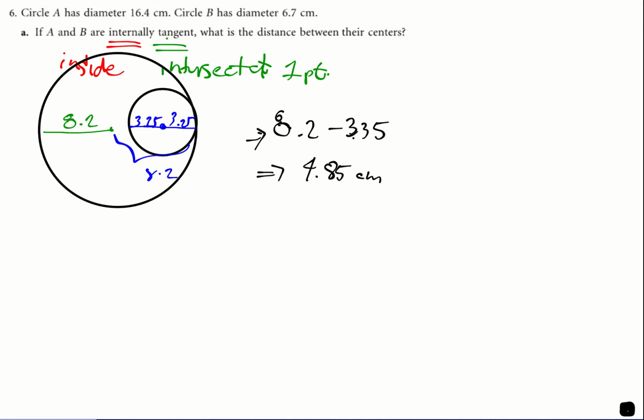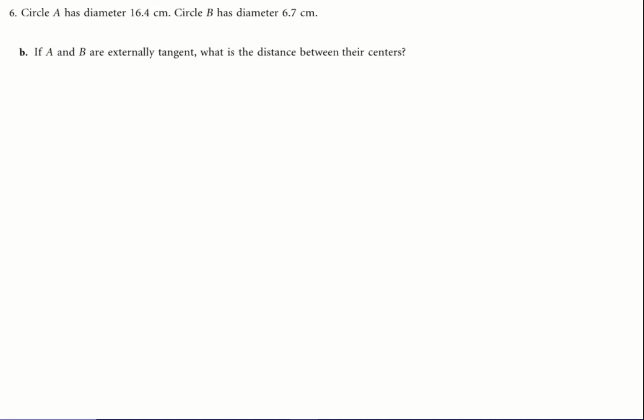All right, so let's go ahead and take a look at part B on number 6. So now we're talking about these two circles, A and B, being externally tangent. So let's take a look at what those mean. Externally tangent means that they are on the outside of each other and they intersect at one point.